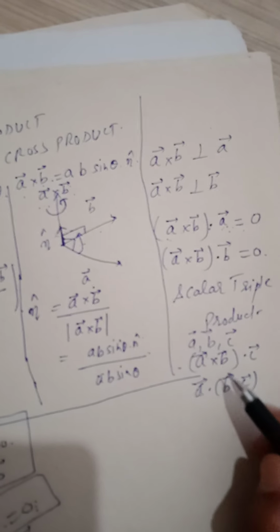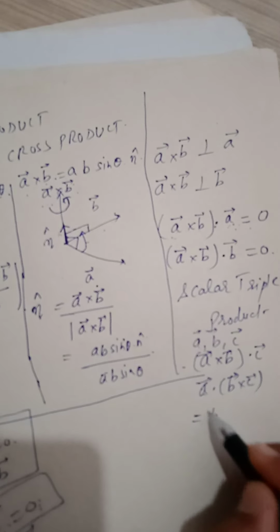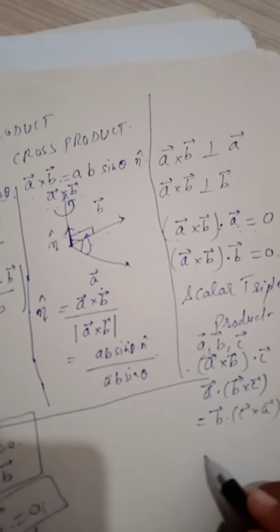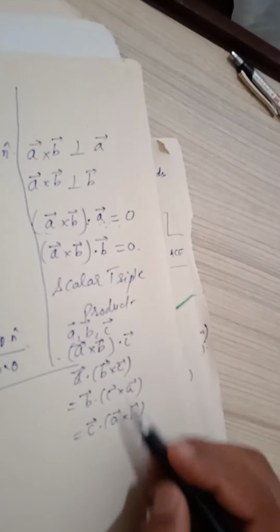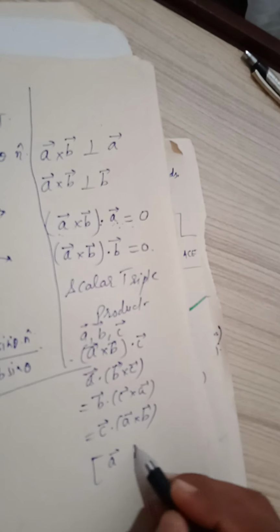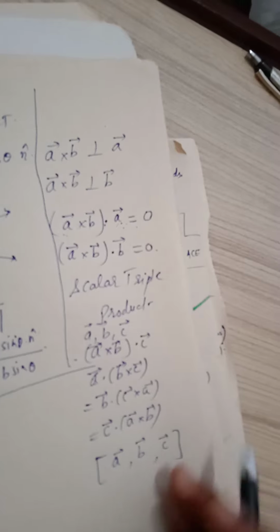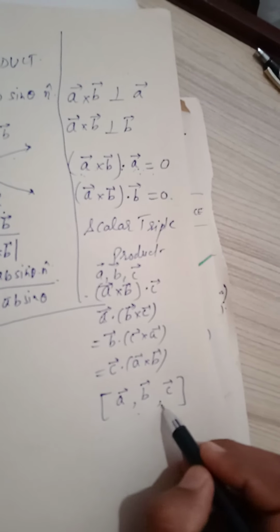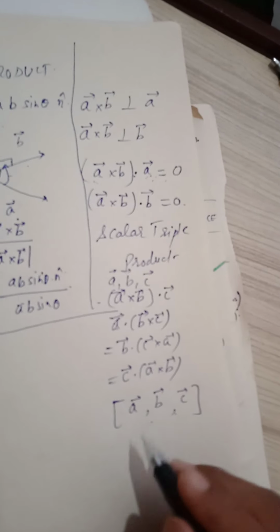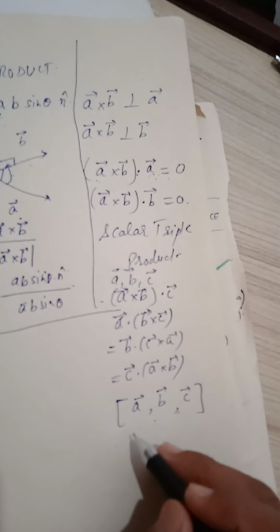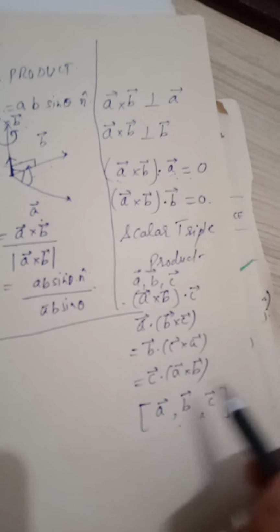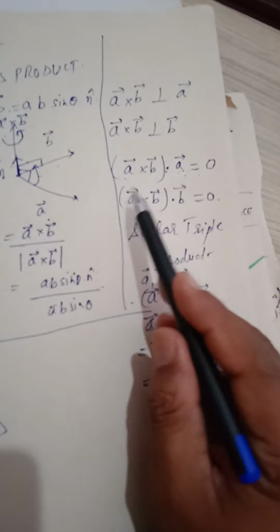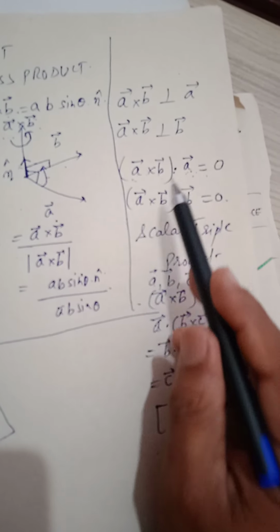Students, to your surprise, A dot B cross C is the same as B dot C cross A is the same as C dot A cross B. This is called scalar triple product or box product. It is denoted by [A, B, C]. Please understand this box product is nothing but scalar triple product, a scalar that gives you a number, of three vectors. If in this scalar triple product any vector repeats, then we get the answer as 0. So this is the basic idea behind cross product and dot product.